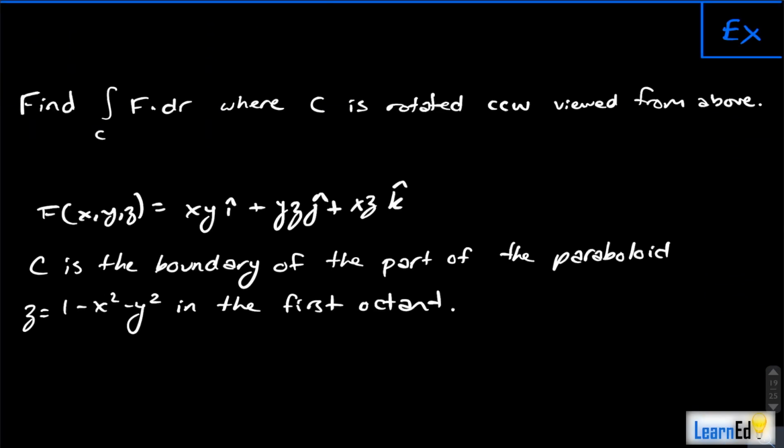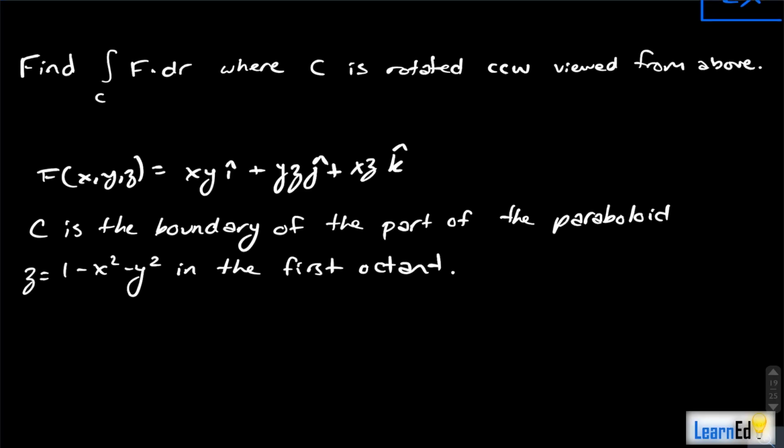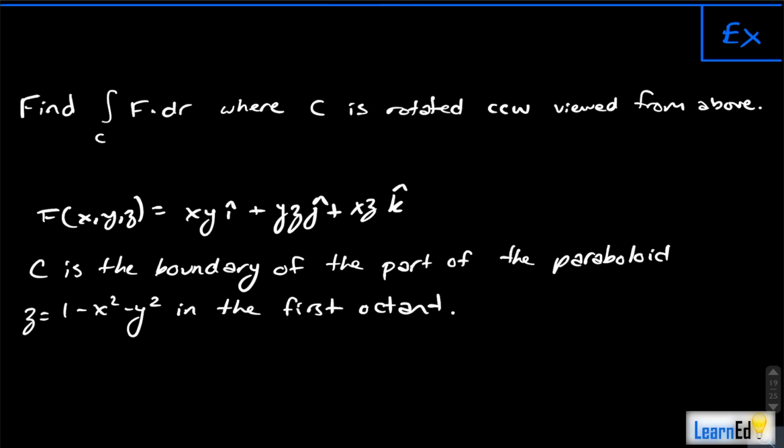So now let's move on to our example here, and we want to find the integral over C of F dot dr, where C is rotated counterclockwise from above, and we have F and C below. F of x, y, z is xy i hat plus yz j hat plus xz k hat, and C is the boundary of the part of the paraboloid z equals 1 minus x squared minus y squared in the first octant. From me reading this, you can see how much I don't like Stokes Theorem. It is honestly a big pain. It's surface integrals, so it sucks.